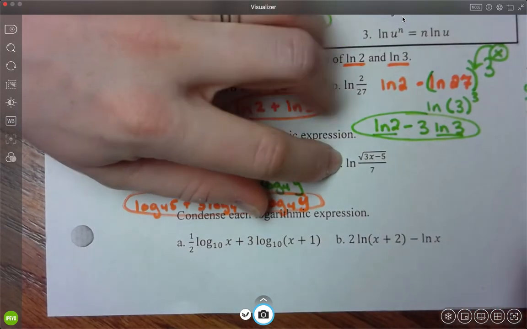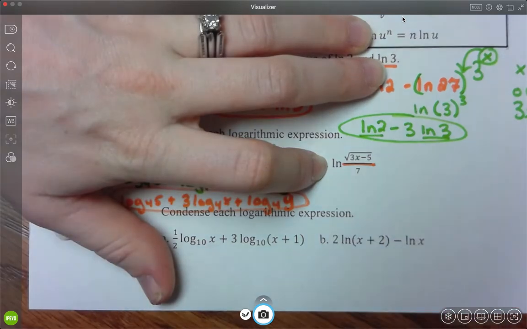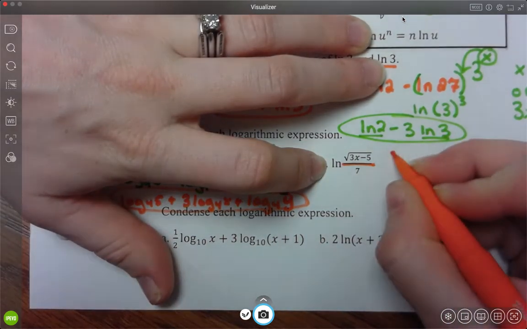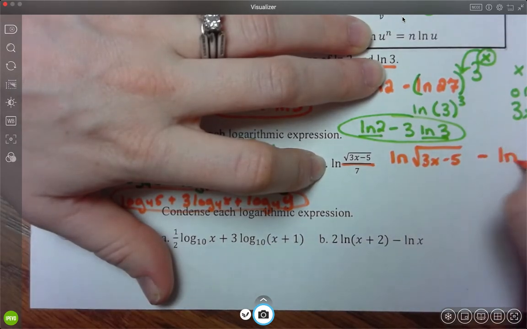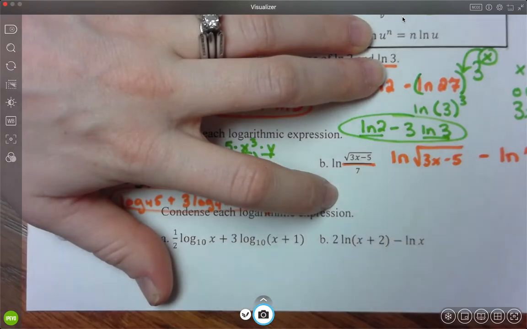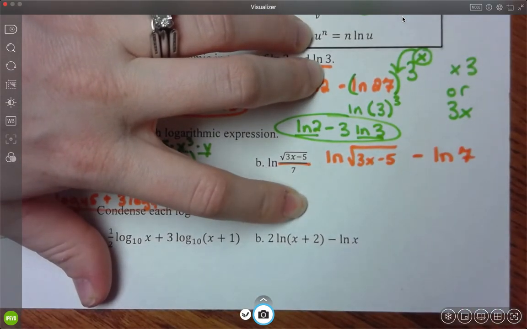All right, so this one's going to be kind of tricky. I have division, so I'm going to subtract. So let's do that first. I'm going to say ln of the square root of 3x minus 5 minus ln of 7. Okay, so that's what he's going to look like. That's the division. I have separated them out and put a minus sign there.